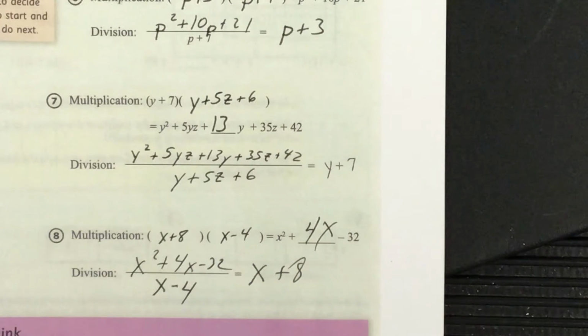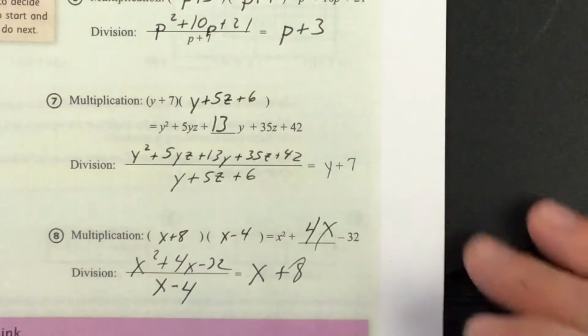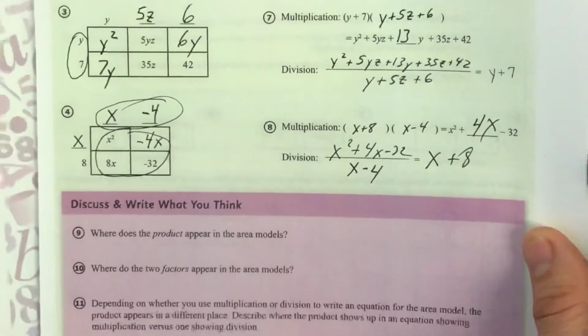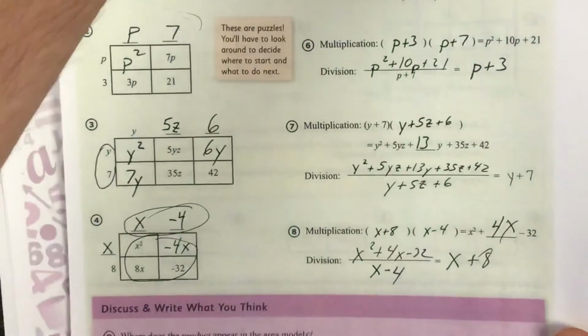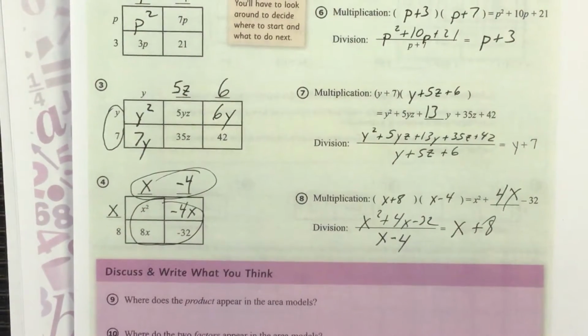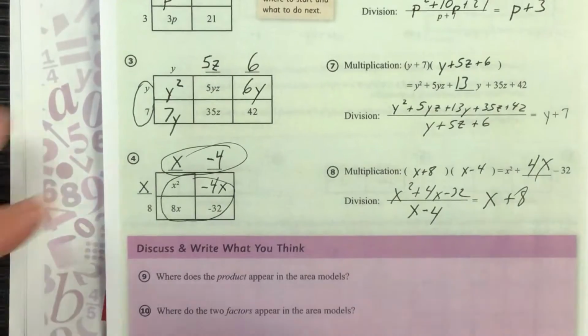Bottom of the page, where does product appear? Where does a product appear in our area models? Remember what product means? What you get from multiplication. Yeah, the answer for multiplication. So where does the answer for multiplication show up in our boxes? In the boxes, in the middle.